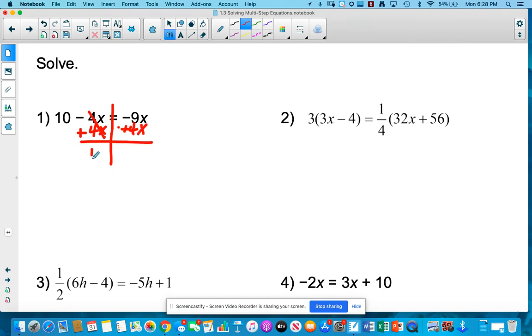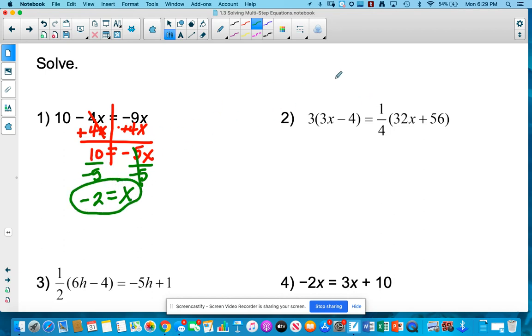That cancels, so I have 10, bring down my equal sign straight down, and then I've got a negative 9x plus 4x, which gives me a negative 5x. Okay, so it is trying to isolate x, negative 5 times x. The opposite of multiplying is dividing both sides by a negative 5. So negative 5 divided by negative 5 cancels out. So I'm left with x equals 10 divided by a negative 5 gives you a negative 2. And remember, when you are done, circle your answer.